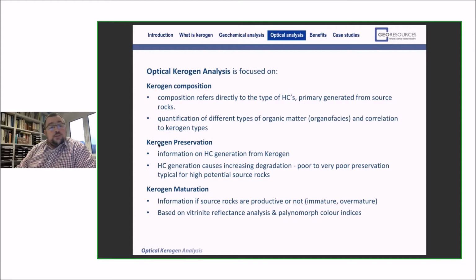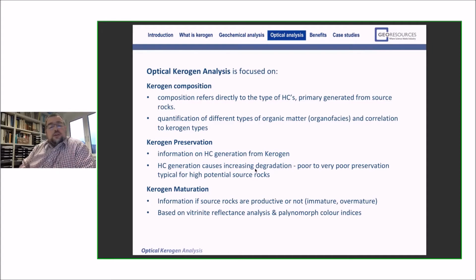The second point is kerogen preservation, because this also gives us some information on the hydrocarbon potential of the source rock. Preservation gives us information on the hydrocarbon generation from the kerogen, because hydrocarbon generation causes increasing degradation. So if we produce hydrocarbons from our primary organic material, this material has to get decomposed. It changes not only the chemistry, it also changes its shape, its optical, geometrical features. So you see when you have a spore that is not touched by hydrocarbon generation, very clearly defined, looks like a spore should look like, and you see a totally rotten rest of a spore, which is strongly transformed into hydrocarbons, and just some fragments of organic matter are left over.